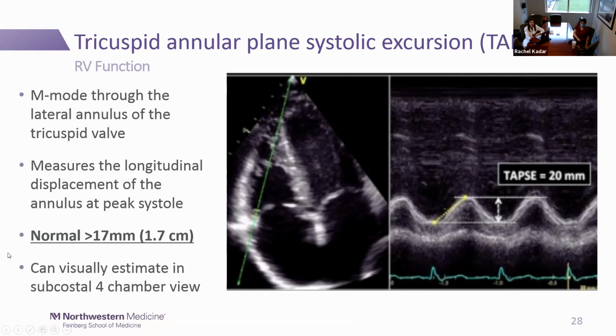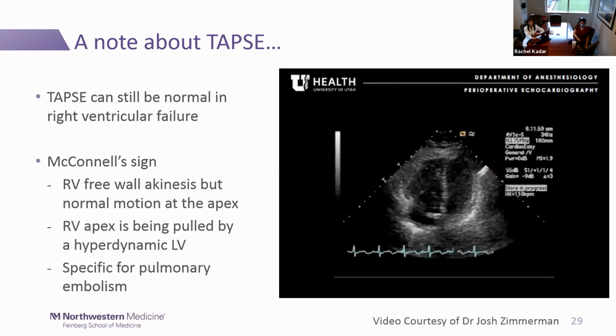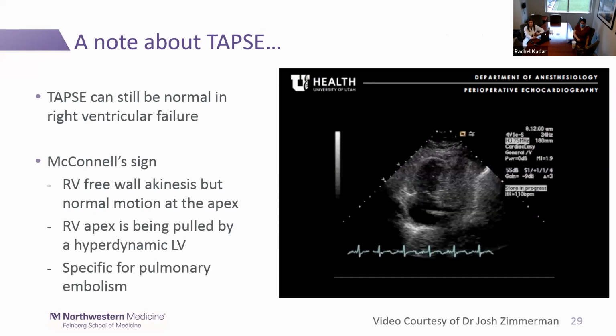And I recommend the residents commit this to memory: a normal TAPSE is greater than 17 millimeters or 1.7 centimeters. You can't measure this in the subcostal 4-chamber view, but if for some reason you don't have a good apical 4-chamber view, you can visually estimate it. Oftentimes you can get a good view of that right ventricle in the subcostal, and you can at least visually estimate TAPSE.